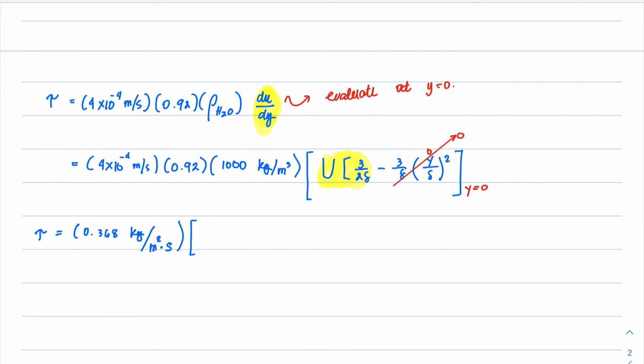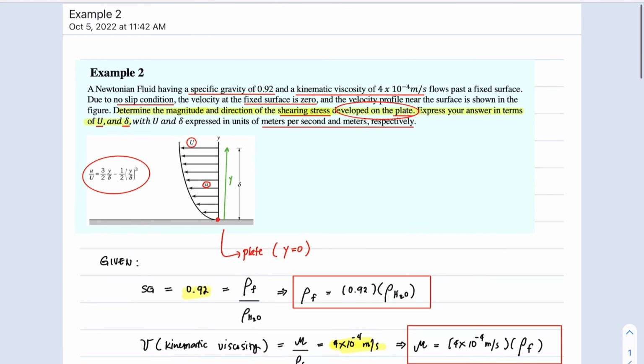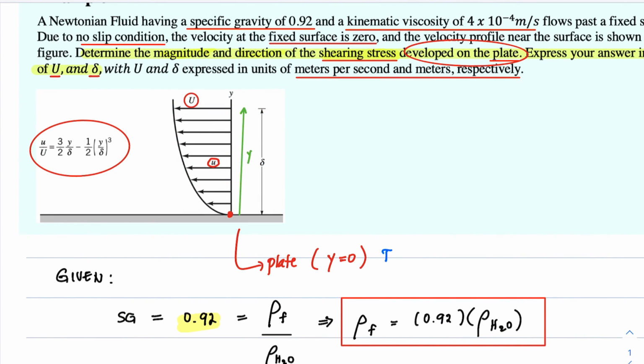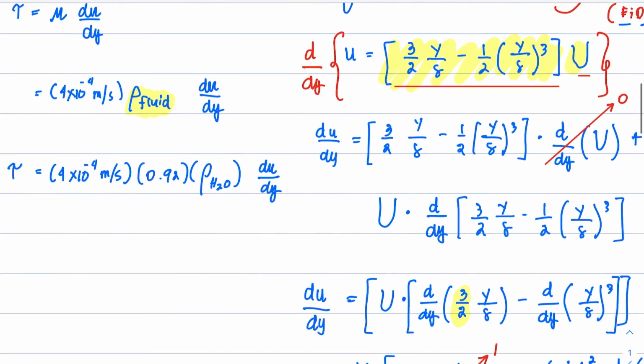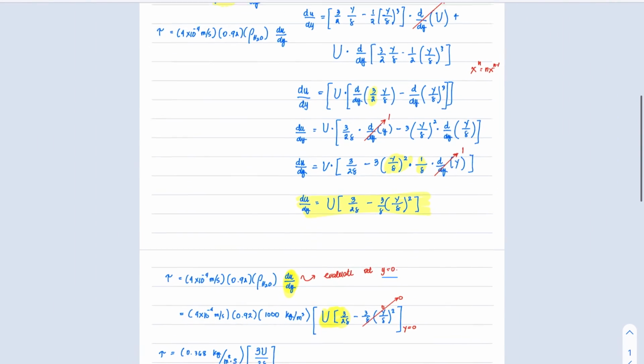And you multiply it basically by the velocity gradient, which is evaluated at y equal to 0. And clearly that is just 3U, that's a big U, over 2 sigma. So that is your developed shearing stress. So this is the shearing stress developed on the plate. Okay, so this is how you solve that problem.